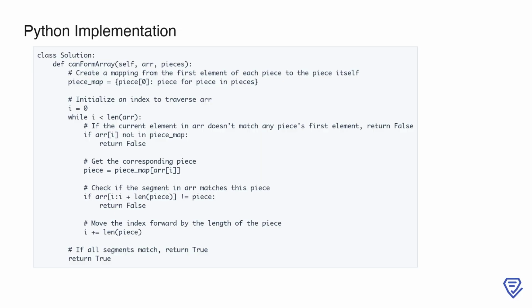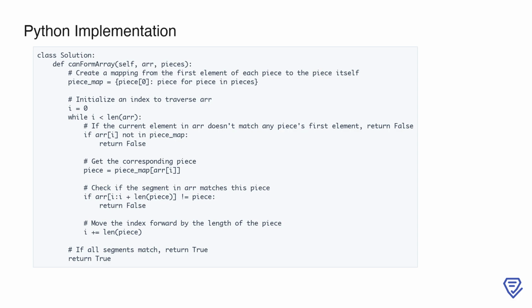Next, the function initializes an index I to traverse the array ARR. It iterates through ARR while checking if the current element matches the first element of any piece in pieces. If no matching piece is found, the function immediately returns false. When a match is found, the corresponding piece is retrieved from the dictionary, and the function checks if the segment of ARR starting at I matches this piece. If the segment does not match, the function returns false. If the segment matches, the index I is advanced by the length of the piece, and the process continues until the end of ARR. If all segments match their corresponding pieces, the function returns true.